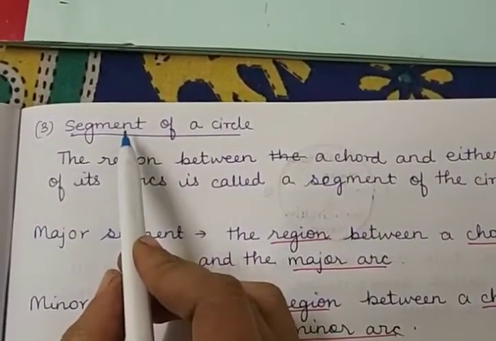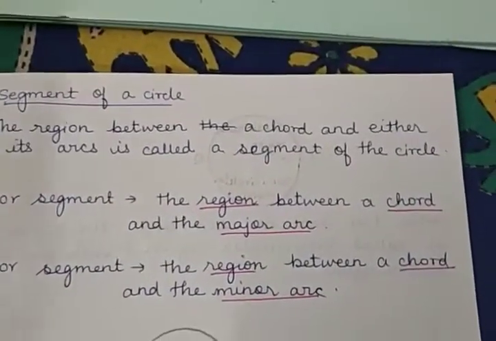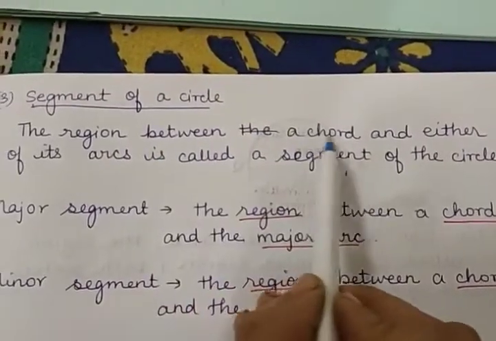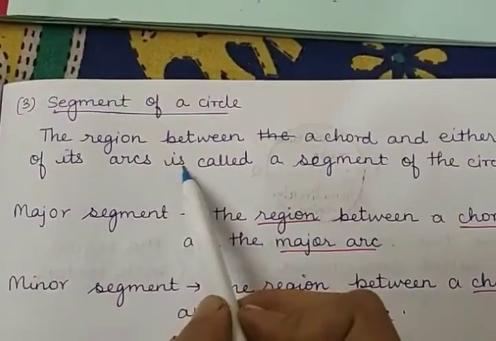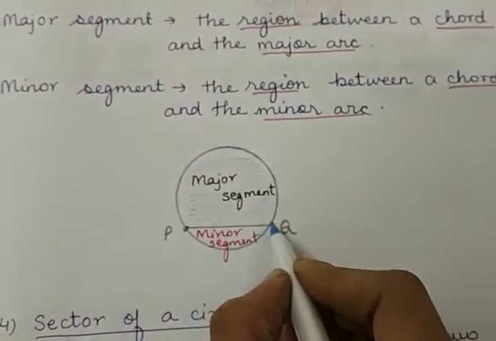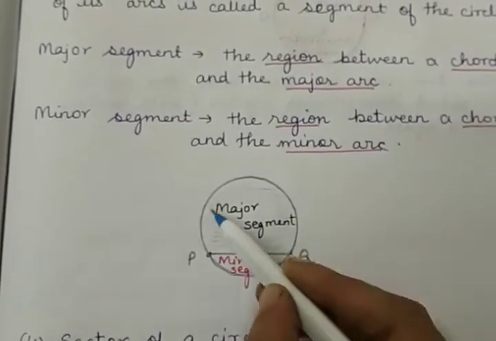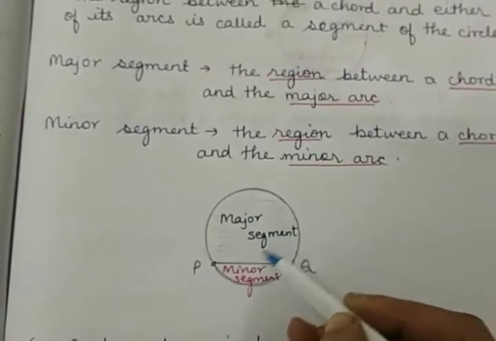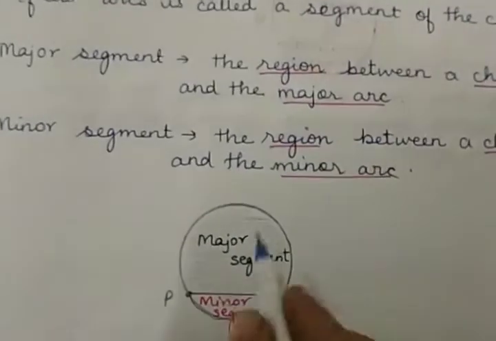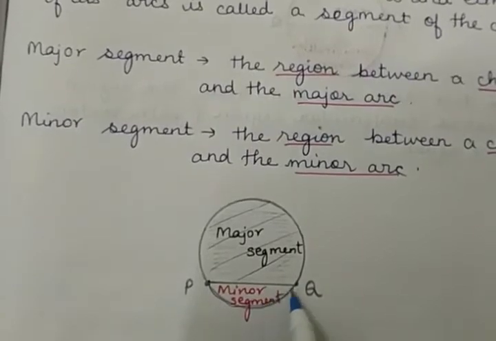Now the next important term associated with circles is the segment of a circle. What is a segment of a circle? It is the region between a chord and either of its arcs. So you have a chord here, PQ, and this is your major arc and this is your minor arc. Then this region between the chord and the arc is called the segment. So this part will be your major segment and this part will be your minor segment.